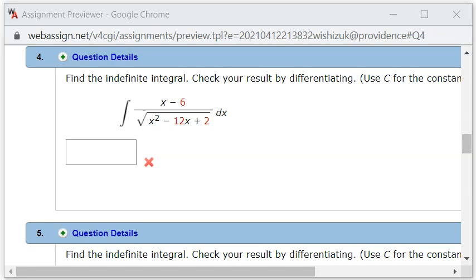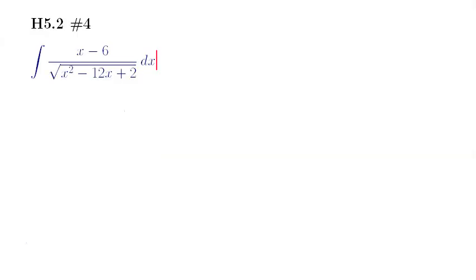All right, let's look at homework 5.2, problem number 4. Let's evaluate this indefinite integral using substitution. In this case, I'm going to use the expression inside the square root as u. So we're going to say let u be x squared minus 12x plus 2.